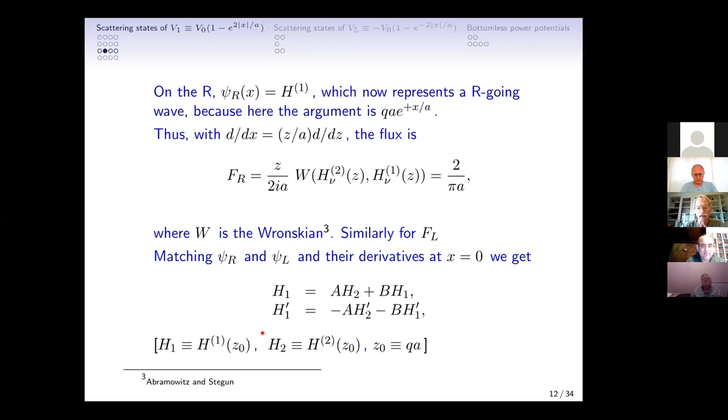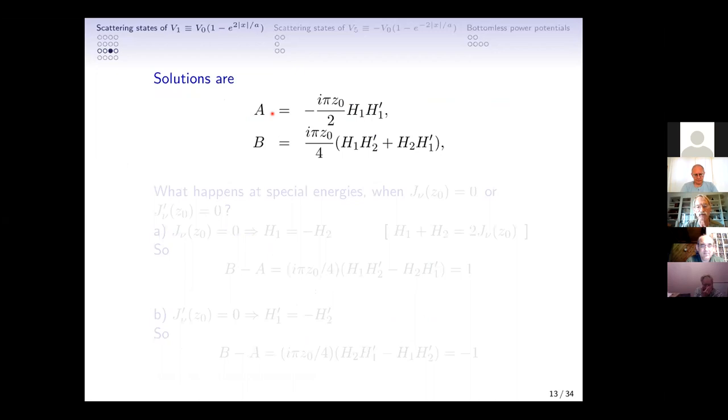And there's a shorthand notation I'm using now, which is when I write H1, I mean H1 at QA or Z naught, and same with H1 prime, same with H2. And the solutions are, these are the solutions. These are the coefficients on the left-hand side. The scattering coefficients A and B are these expressions.